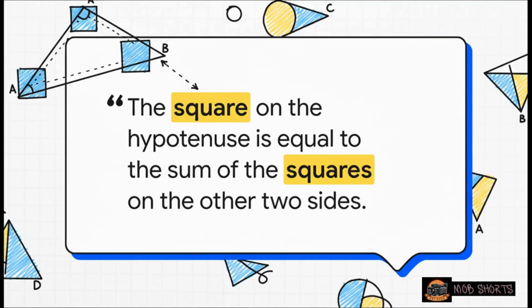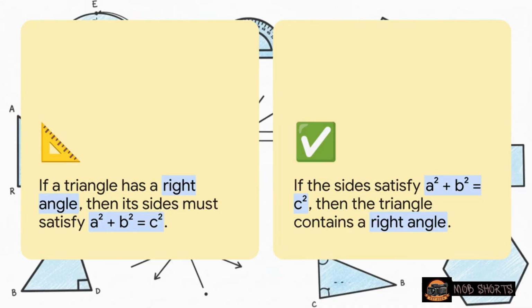There it is, the classic wording. In any triangle that has a perfect 90-degree corner, the square of the longest side, that's the hypotenuse, is always equal to the sum of the squares of the other two sides. A squared plus B squared equals C squared. Just a beautiful, perfect relationship. And just like the other theorems we've looked at, this is another powerful two-way street.